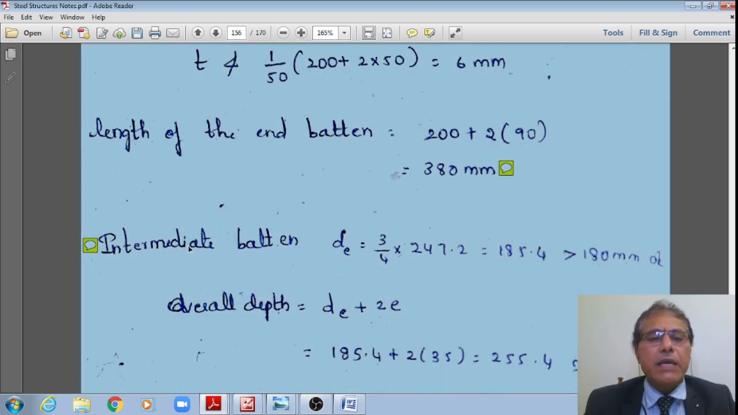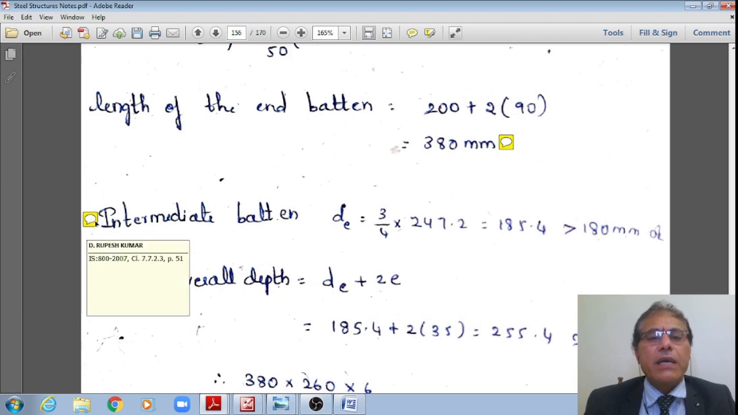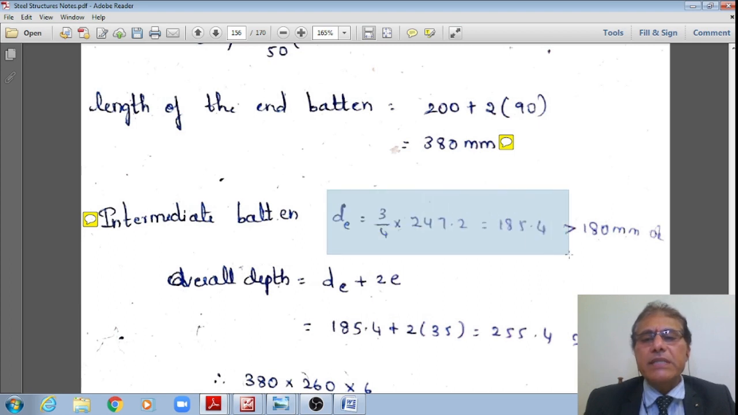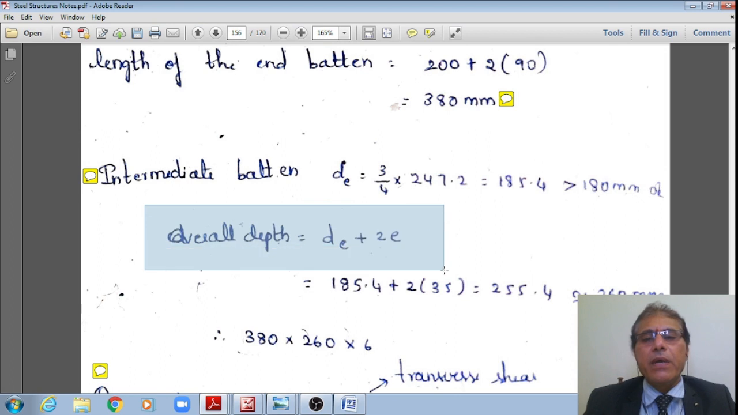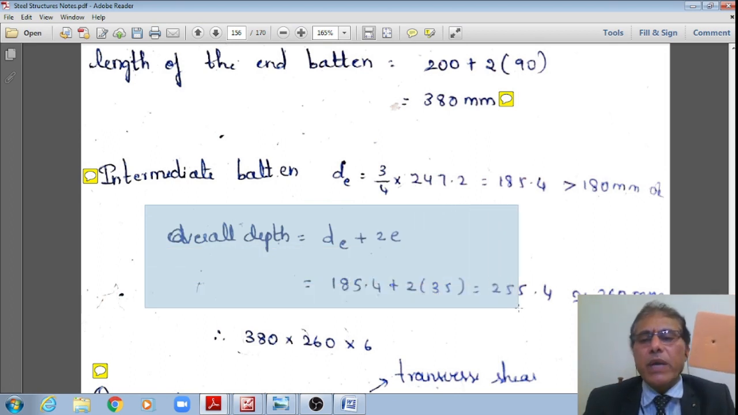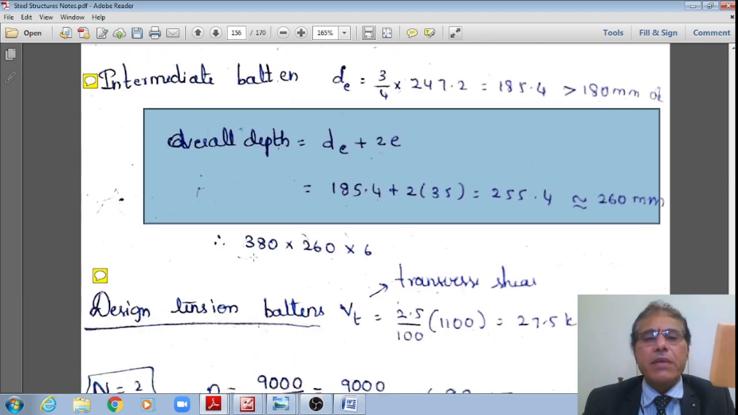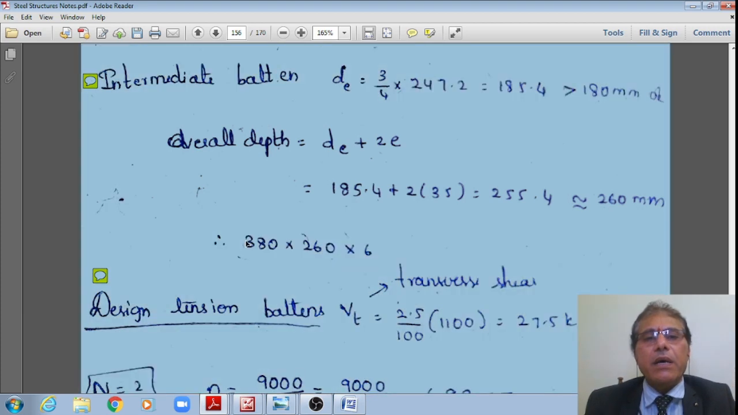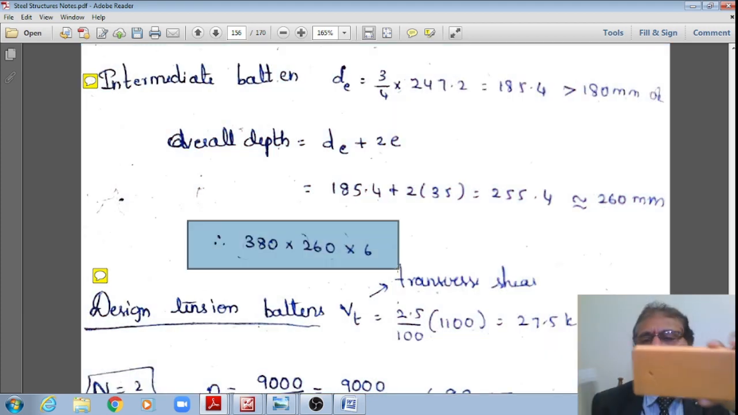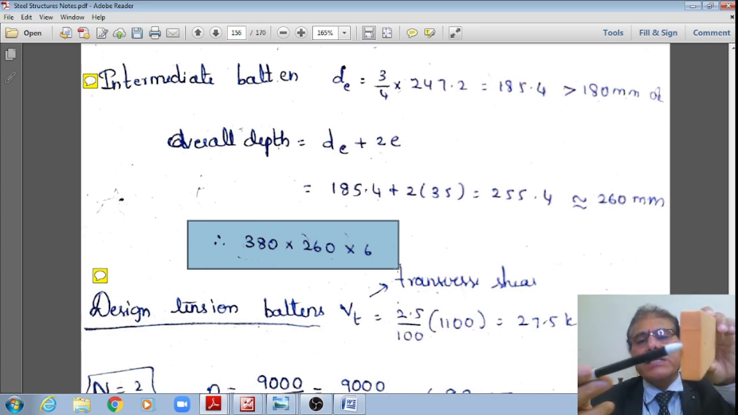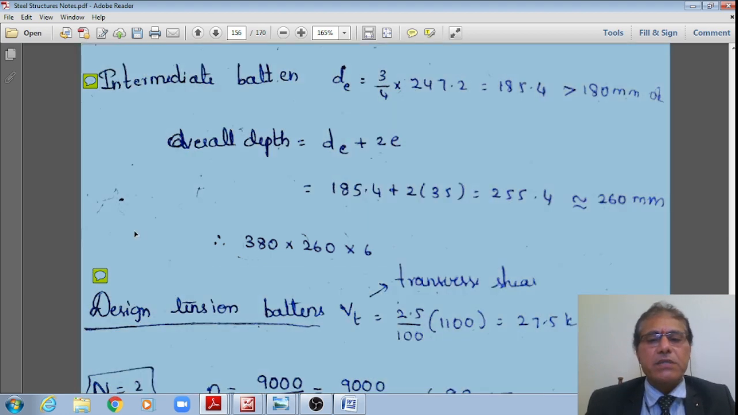Similarly, now I'll fix the size of the intermediate batten. Just now we have seen that the effective depth of the intermediate batten should not be less than 3/4 of 247.2, meaning 185.4, which is greater than 180 mm. It is okay. Therefore, the overall depth should be 185.4 plus 2 edge distances plus 70, or say 255.4, or say 260 mm. Hence, provide the intermediate batten of size 380 mm length and 260 mm overall depth with a thickness of 6 mm, as shown in the figure. Now I'll show those figures also.